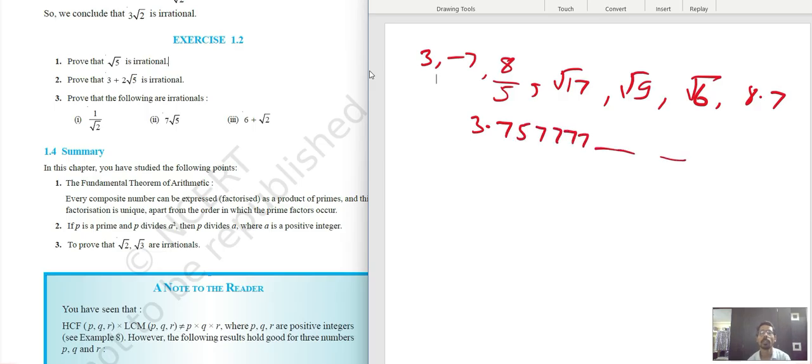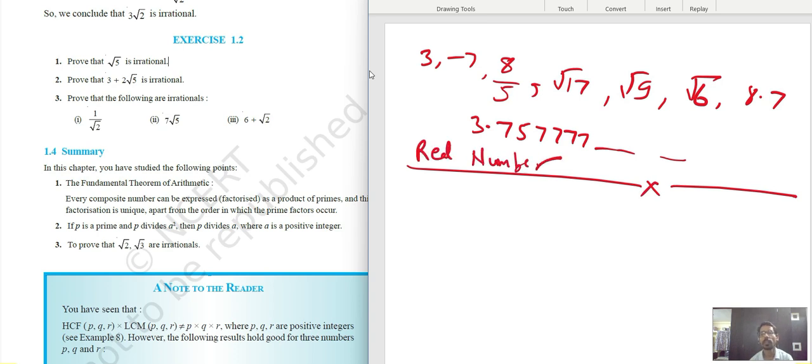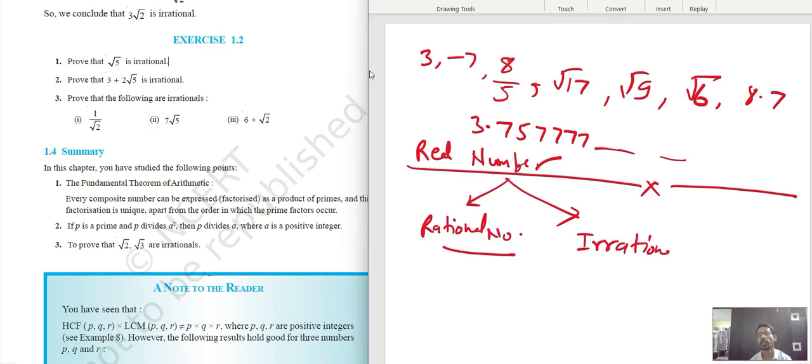3.7577777 dot dot dot. These all are numbers. These all are called real numbers. What is it? A real number. A real number has two categories. First is called rational number and the second is called irrational number. So we'll discuss what is an irrational number, then we'll understand what is a rational number.